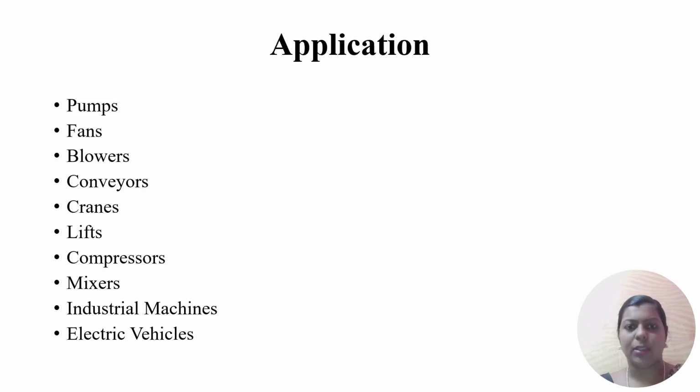Again, applications. It's used in pumps, fans, blowers, conveyors, cranes, lifts, compressors, mixers, industrial machines, and electric vehicles. Electric vehicles are nothing but e-vehicles, which are very famous now in engineering. Pumps, fans, and blowers are all used in domestic applications. We use them in our houses, malls, shopping complexes, everywhere. Cranes, lifts, and compressors are used in many industrial areas, and lifting cranes are used for lifting heavy components.